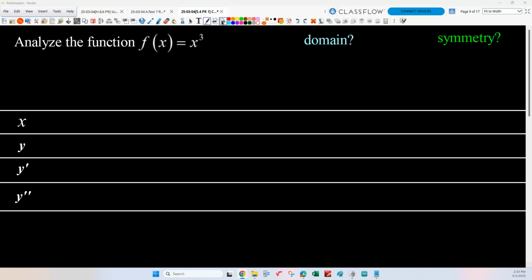How about this one? This is a quick one, but there's something really important that comes out of this. Super easy function to deal with. We know exactly what that looks like, right? F of x equals x cubed. Domain is everywhere, right? Obviously.